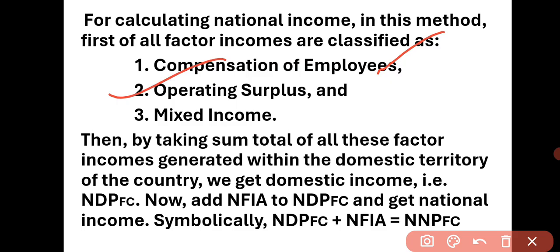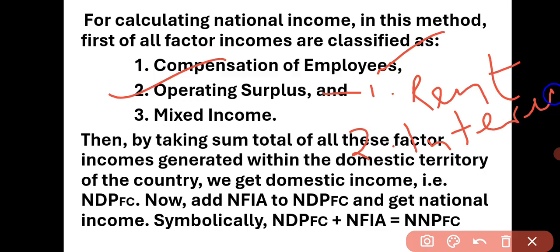So remember, operating surplus includes number one, rent, number two, interest, and number three, profit. So operating surplus means rent plus interest plus profit.